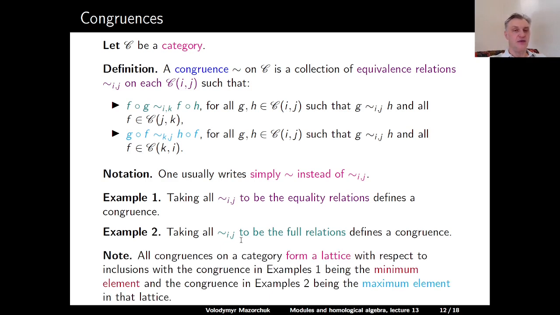And we can intersect congruences, and we can take the minimal congruence which contains two given congruences. So all congruences on a category form a lattice with respect to inclusion. And the first congruence given by the equality relations is the minimal element in this lattice. And the second congruence given by full relations is the maximum element in this lattice.